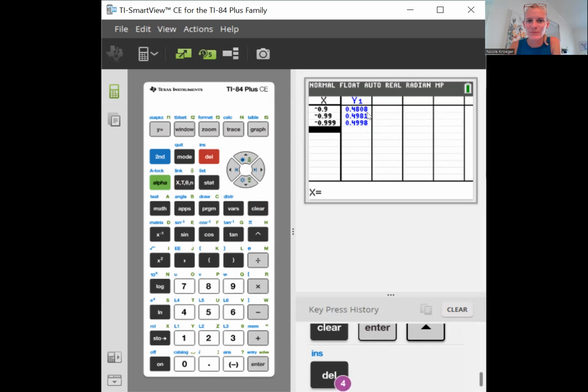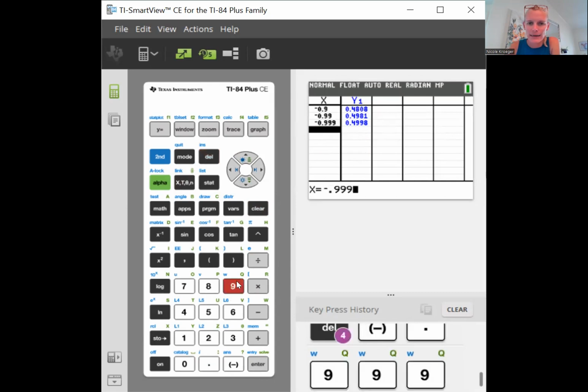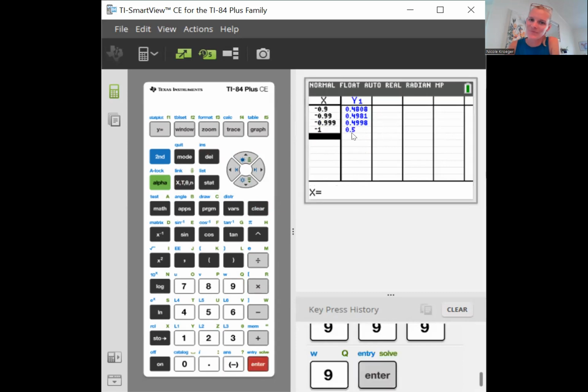So we're asking, what do these numbers get closer to as I move down the chart? They look like they're getting closer to 1/2. If you can't tell that, go ahead and type in another number like -0.9999. And ooh, that rounds exactly to 1/2. So it does indeed look like these are getting closer to 1/2. So we would say that that limit for that second problem was 1/2.